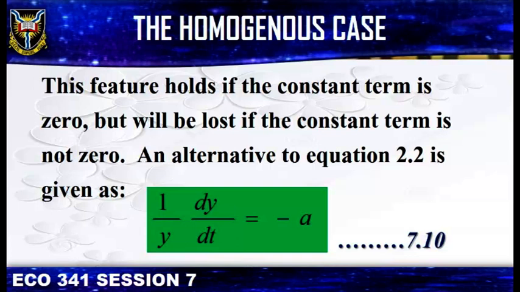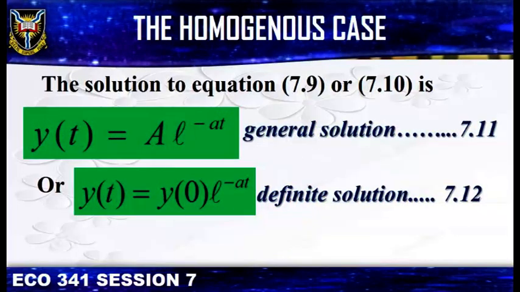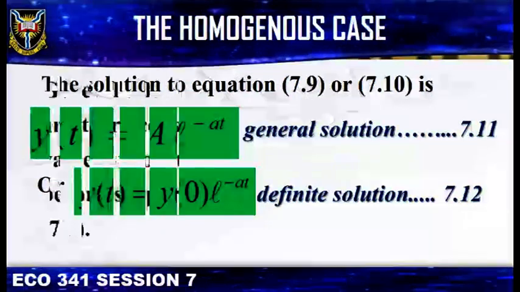An alternative to equation 7.9 is given as 1 over y dy/dt is equal to minus a, equation 7.10. The solution to equation 7.9 or 7.10 is y of t is equal to A e raised to the power minus at, the general solution, equation 7.11, or y of t is equal to y(0) e raised to the power minus at, the definite solution, equation 7.12.